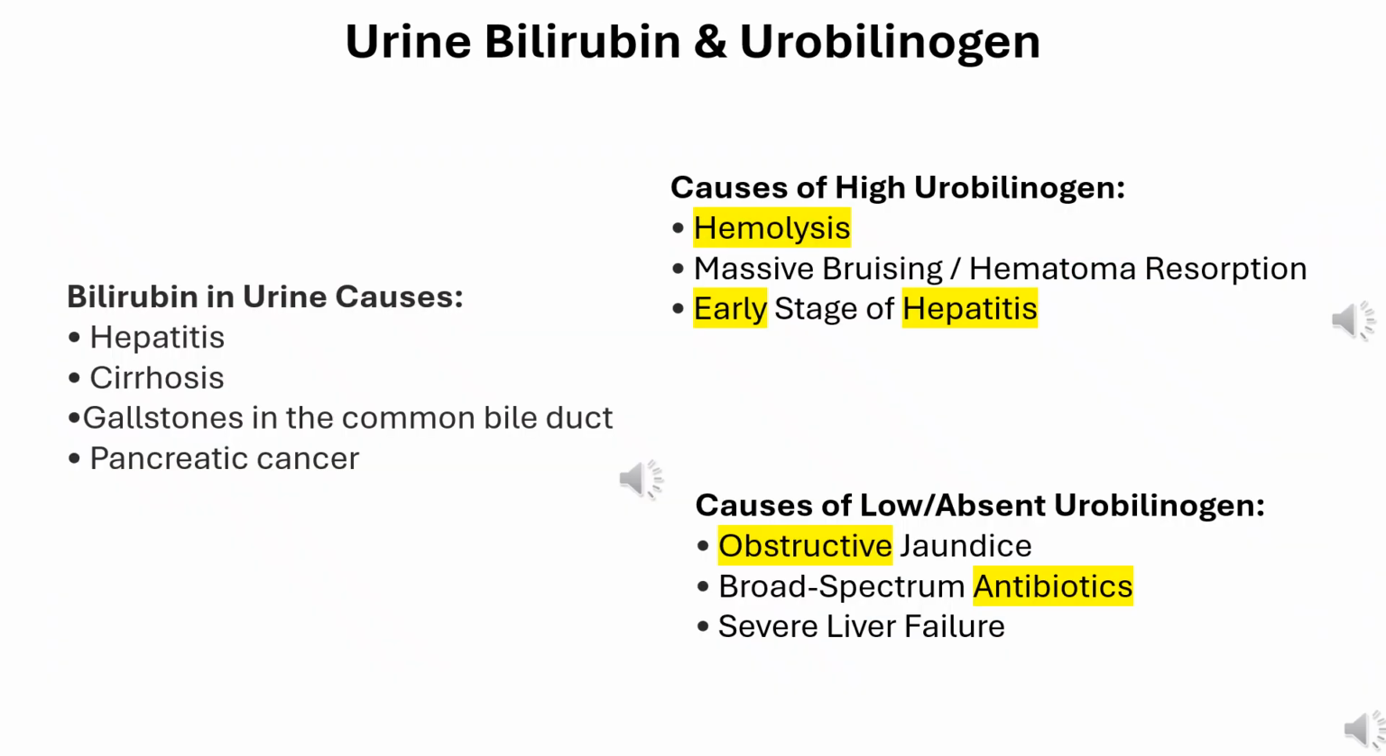Bilirubin in urine detects conjugated, direct bilirubin. Unconjugated bilirubin is bound to albumin and cannot pass through the glomerulus. Its presence indicates liver disease or obstructive biliary disease.